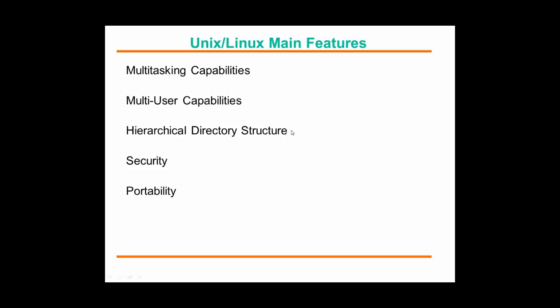Hierarchical directory structure, which we'll talk about more in the file systems session. This is about the way it stores the data. And the most important thing in Unix or Linux is security, when we compare it with its counterpart, Windows. And of course portability, which we looked at: how easy it is to migrate from one platform to another. Platform here simply means operating system.